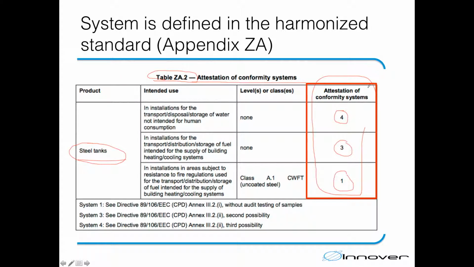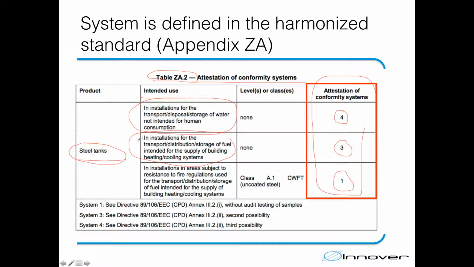But the system that you must follow depends on the intended use of the product, so in this case steel tank. And you can see a description of the intended use here for each and every case. And then you would have to decide for yourself which of these intended uses is suited for our steel tank. So if it's just for installation for the transport, disposal, storage of water, not intended for human consumption, it would mean that attestation of conformity system is 4, where you can by yourself perform the product testing and also by yourself verify that you have the FPC system.